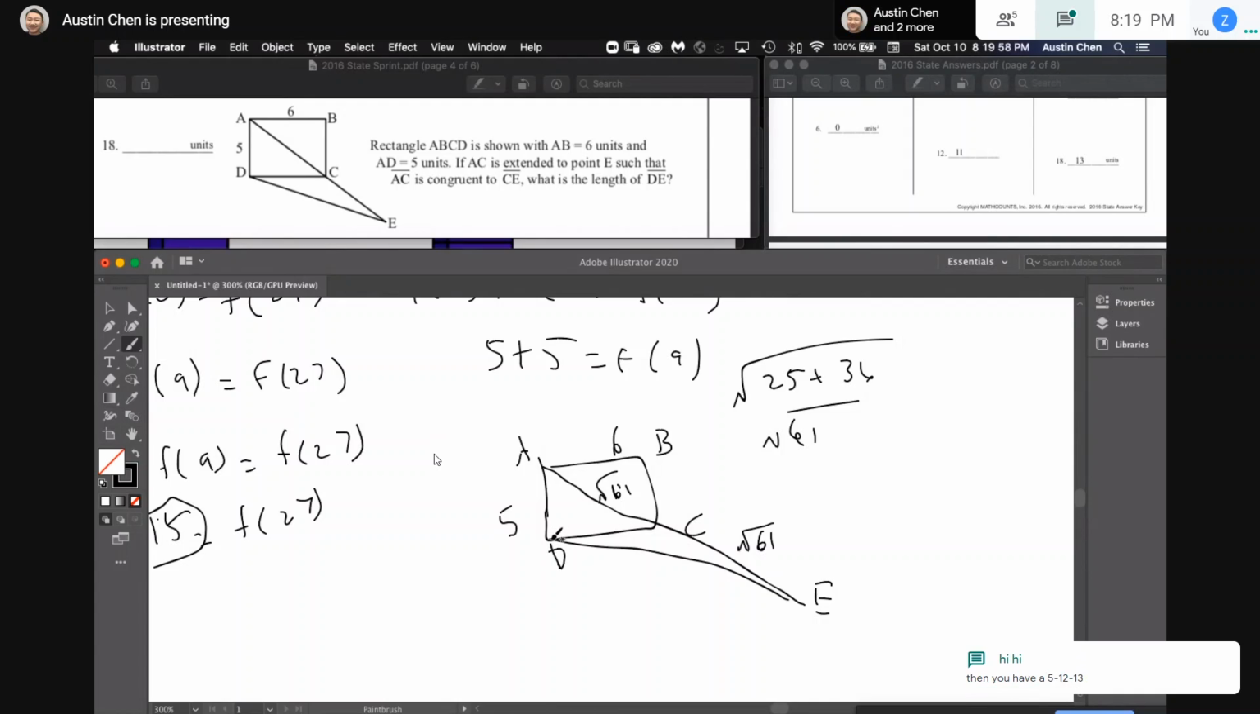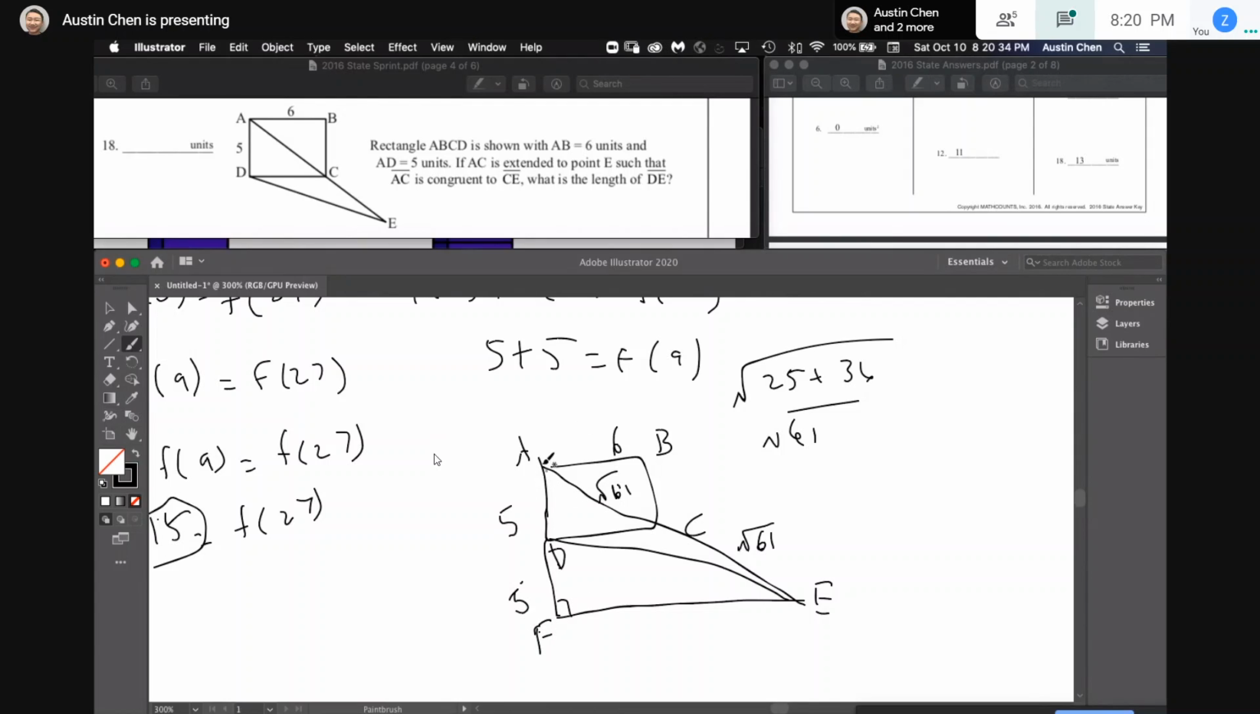Yeah, so like Bill was saying, we can extend AD all the way here so that it connects with E to form a right angle. So then this side length would have to be 5, right? Because if we look at ADC, okay, let's call this point F.